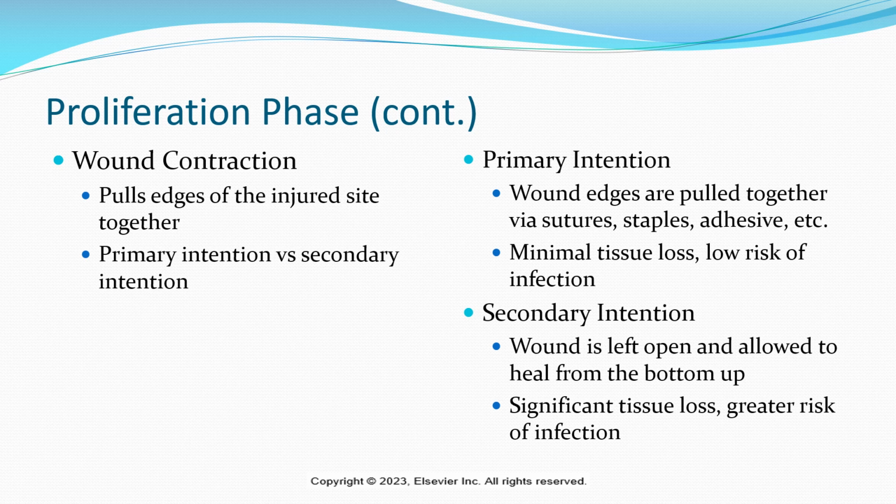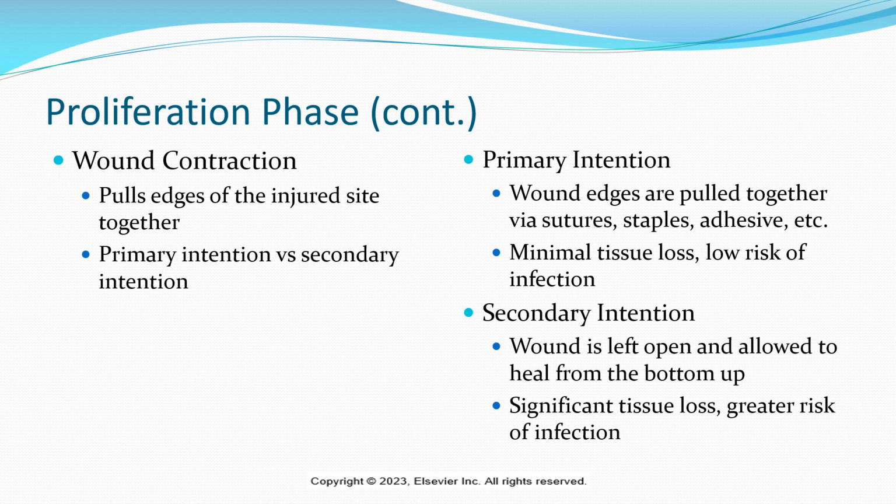That would be considered healing by primary intention. Then we get to secondary intention. The definition of this is that the wound is left open and must heal from the bottom up through granulation tissue formation. This could lead to significant tissue loss if those wound edges cannot be approximated and closed. But typically you're going to see this with irregular type wounds, not something that's a straight cut or something you would see with a surgical type incision.